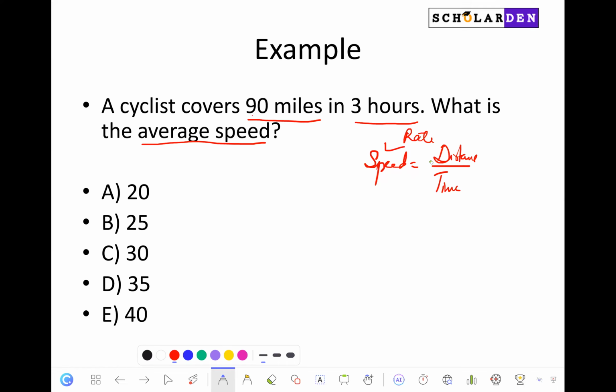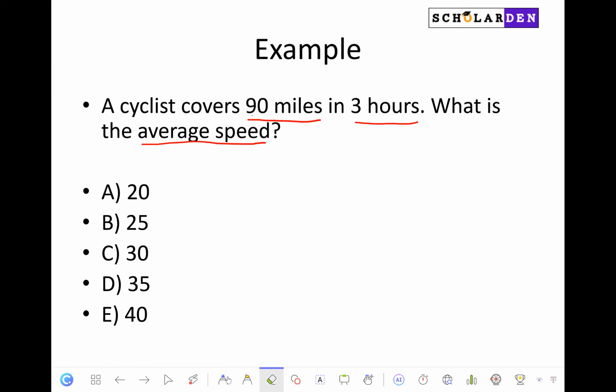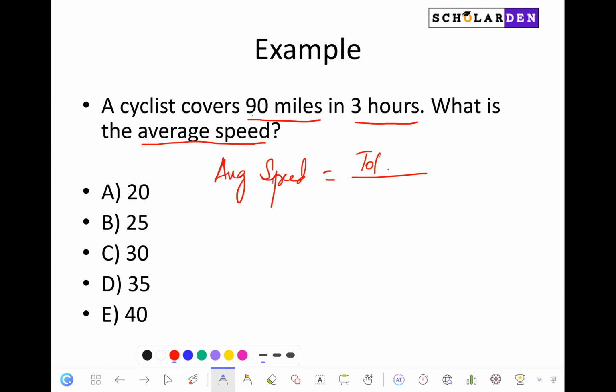Now what we are supposed to provide is the average speed. And what is the average going to be? I'm going to just write it down over here. The average speed is going to be the total distance over the total time.